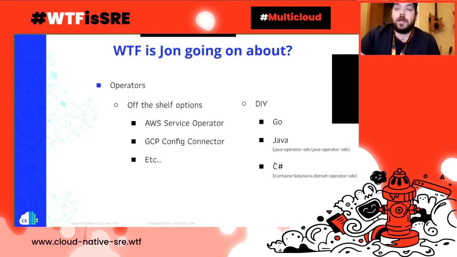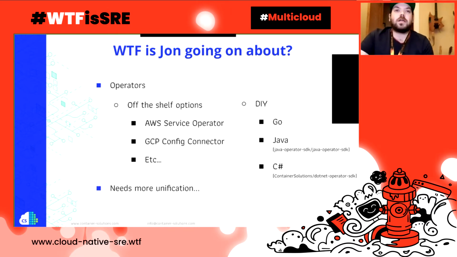So if Java or C# are your languages of choice, definitely check out these GitHub repos, and you can start coding your own operators right away. So the operator approach has been around for a while. It's a very, very effective way to extend the Kubernetes API to control what you want to control. That's awesome, but it needs more unification.